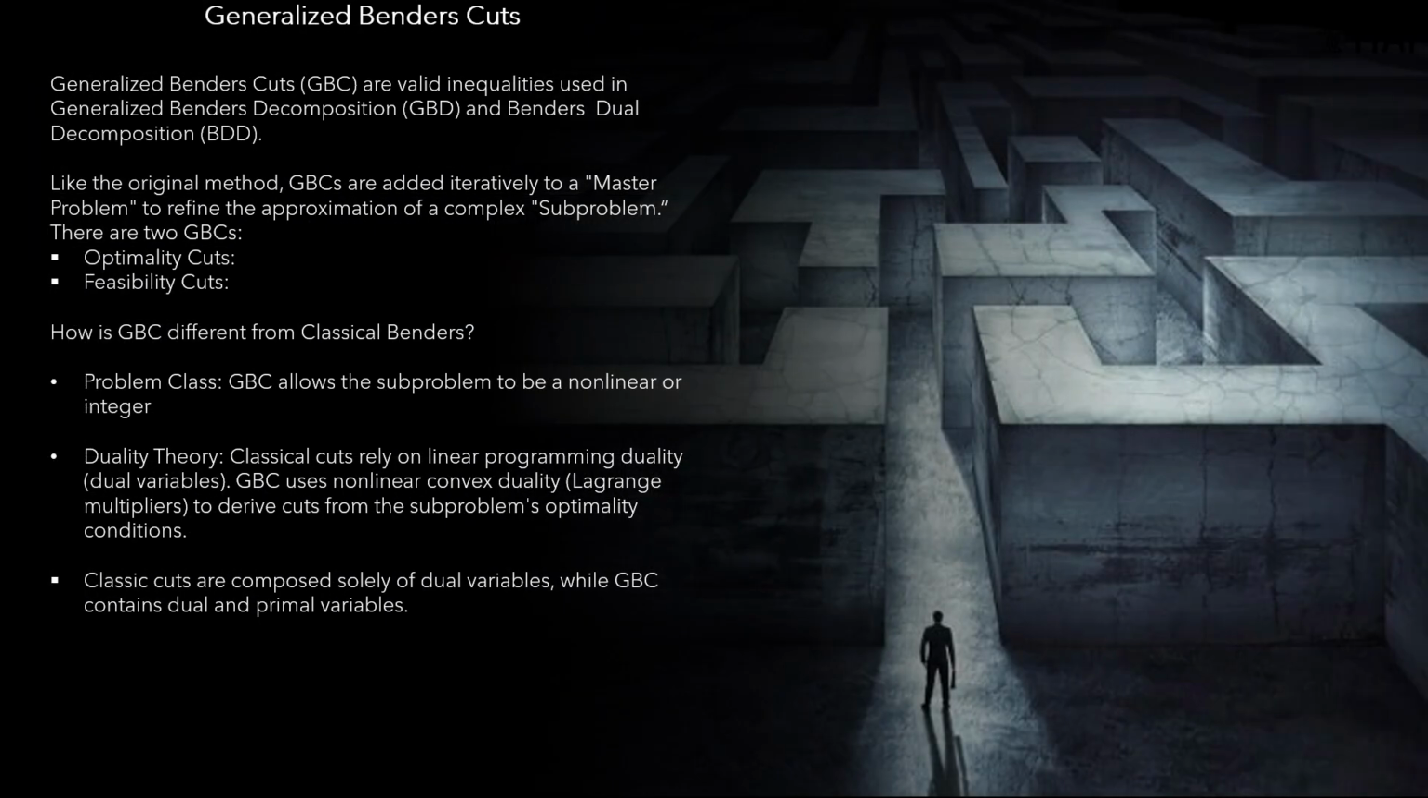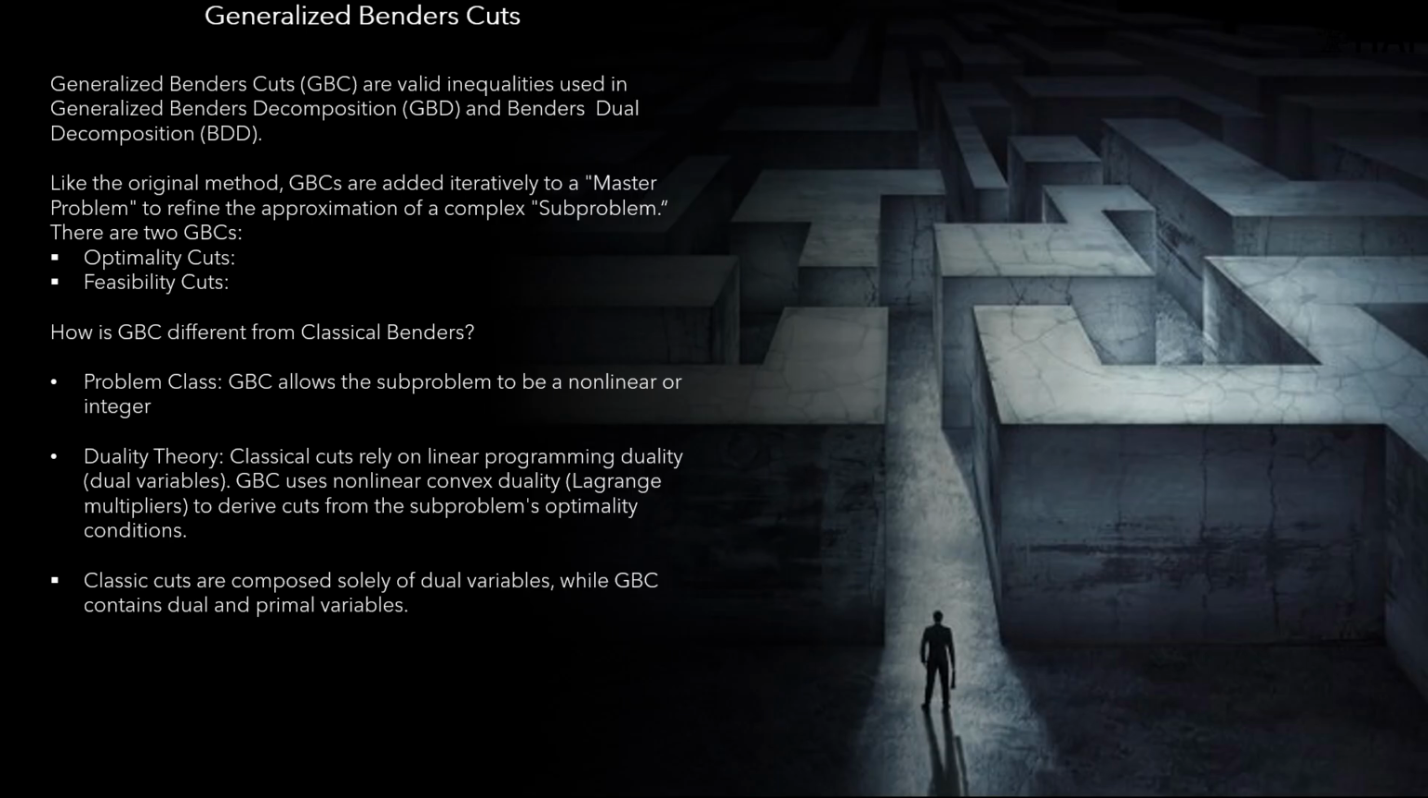Generalized Benders cuts, GBC, are valid inequalities used in Generalized Benders Decomposition, GBD, and Benders Dual Decomposition, BDD. Like the original method, GBCs are added iteratively to a master problem to refine the approximation of a complex subproblem. There are two types of GBCs: optimality cuts and feasibility cuts.